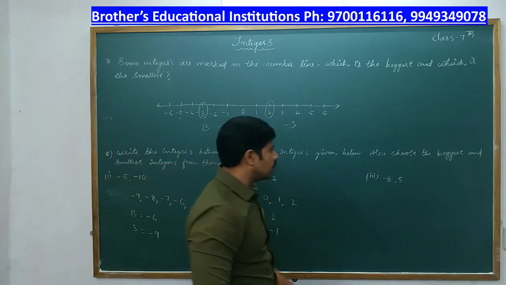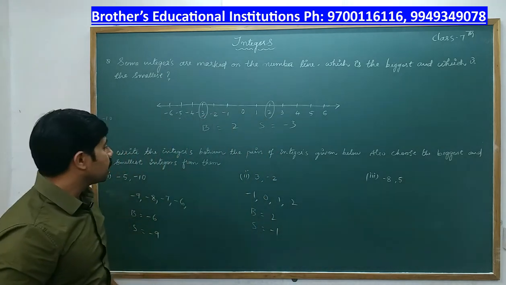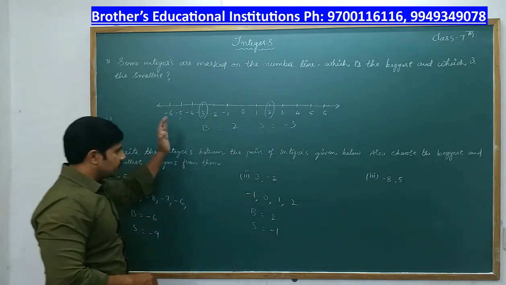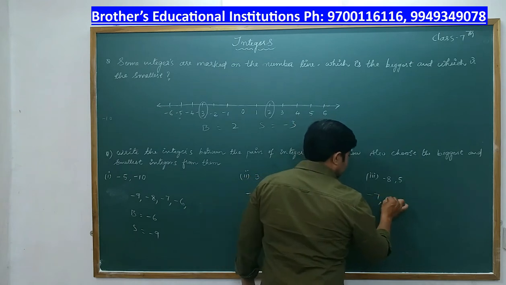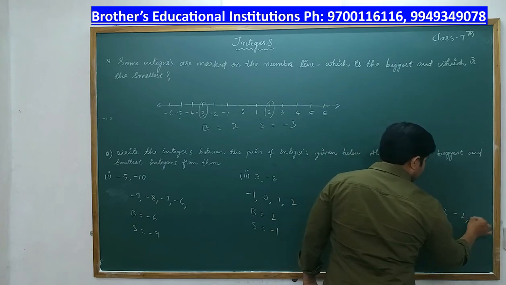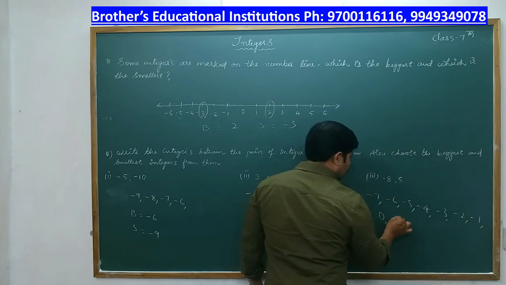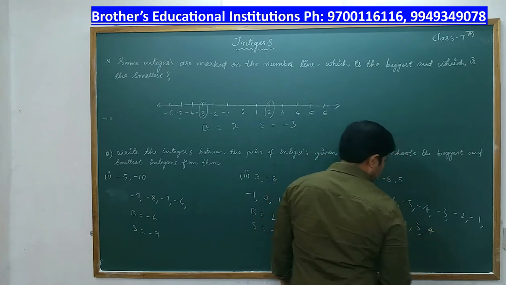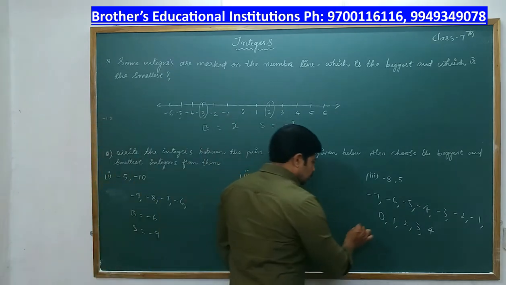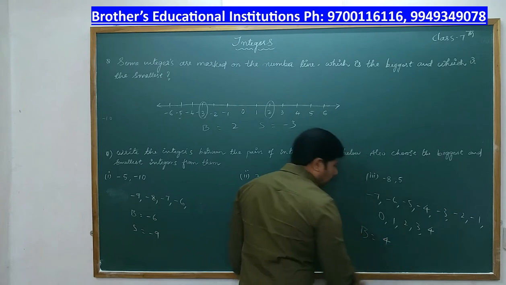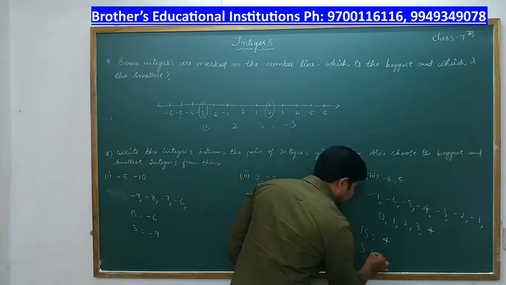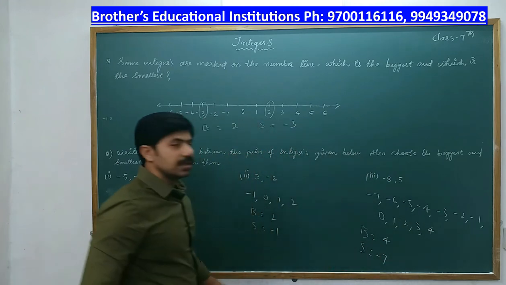Now we will go to the next, integers between -8 and 5. So -8 means we write -7, -6, -5, -4, -3, -2, -1, 0, 1, 2, 3 and 4. Now here we have to write the biggest and the smallest. Clearly the biggest integer is 4, on the positive side, and the smallest will be -7, right? So what is the smallest integer? It is -7.